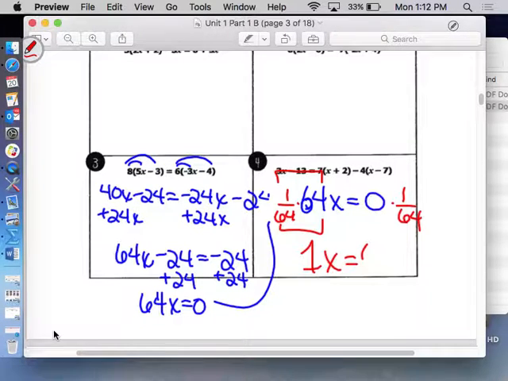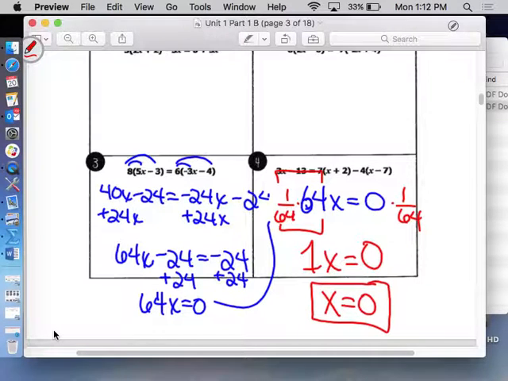0 times any number is simply 0. So my result is x equaling 0. This is the solution to the problem. And oftentimes when students learn infinite solution and no solution, and then they're solving a problem and the result is x equaling 0, sometimes students are tempted to say that this problem has no solution. This problem's solution is the number 0, so it does have a solution.